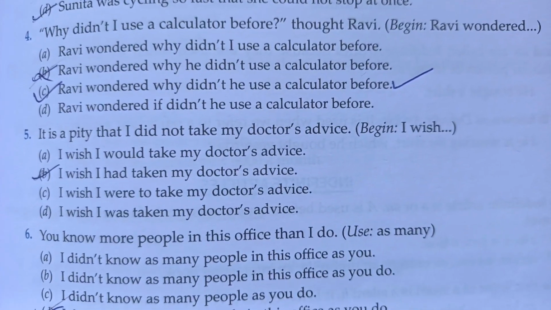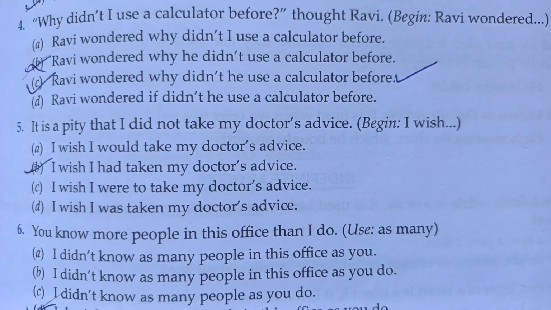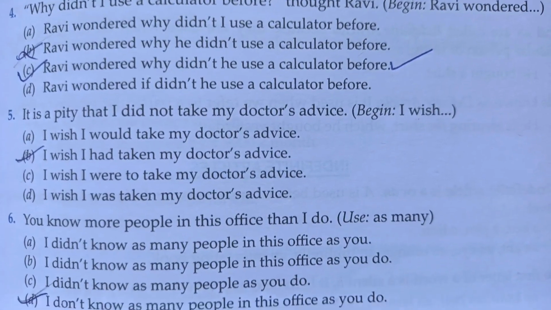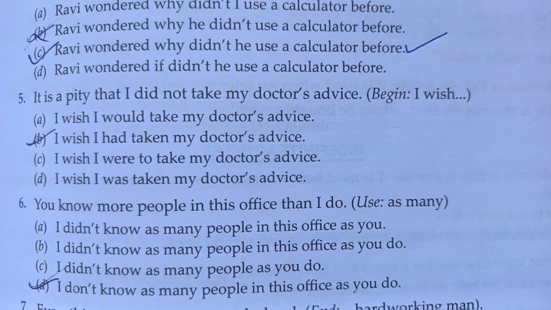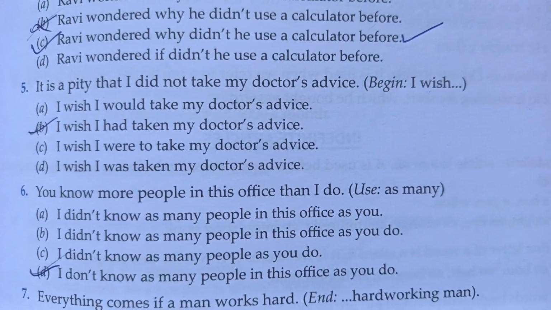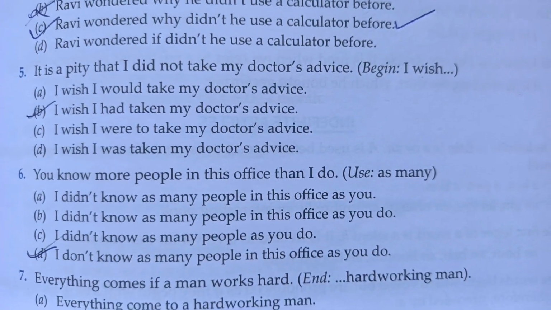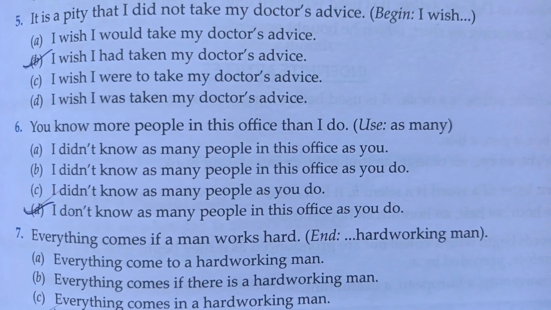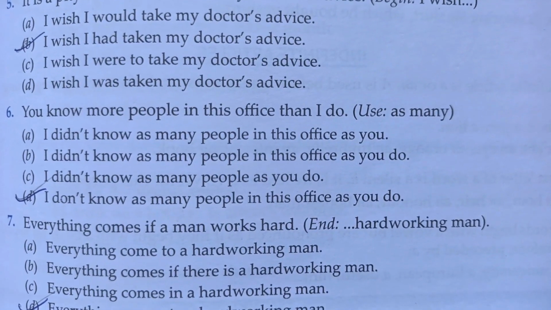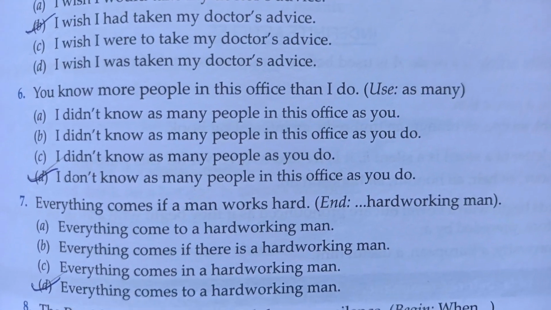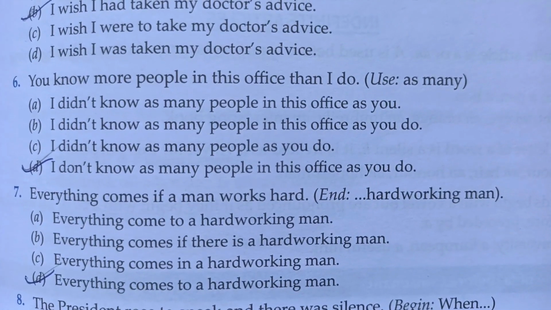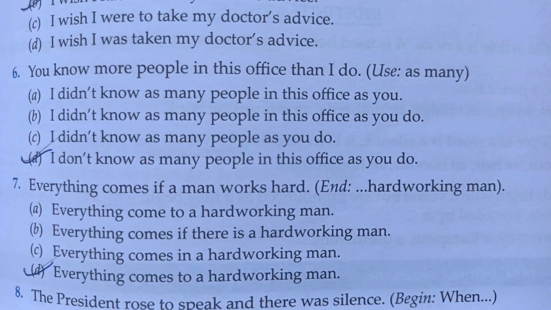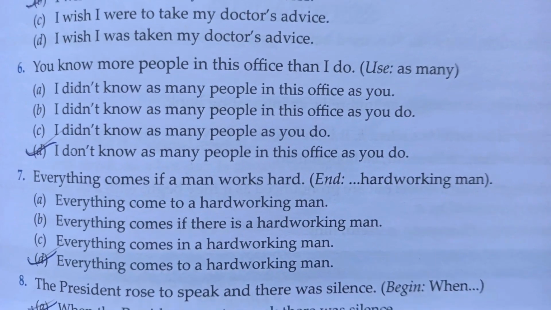Number 5, it is a pity that I did not take my doctor's advice. So option B is correct. I wish I had taken my doctor's advice. Number 6, you know more people in this office than I do. So here it used as many. So option D is correct. I don't know as many people in this office as you do.